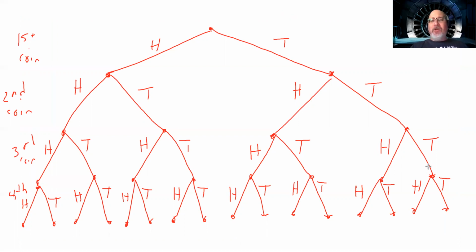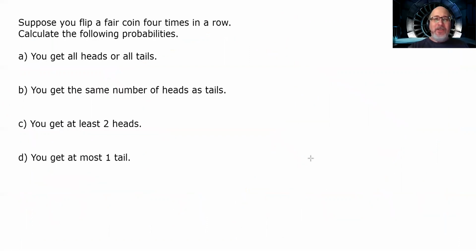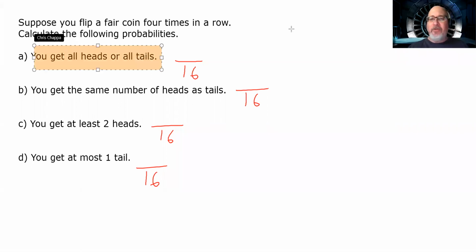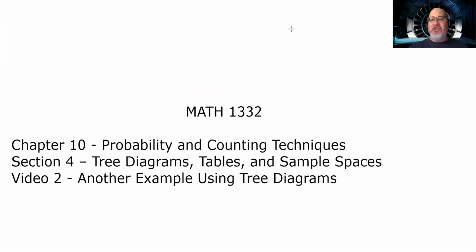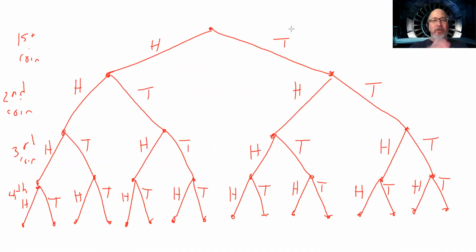All right, so now that we have the tree diagram, we can use it to answer the question. It is worth noting that there are 16 branches across the bottom, which means all of these probabilities that we're about to calculate are going to be out of 16. All we have to do now for each one is count how many of the branches at the end satisfy the event in question. For example, the first one is we get all heads or all tails. So we just have to find the branches that represent all heads or all tails.